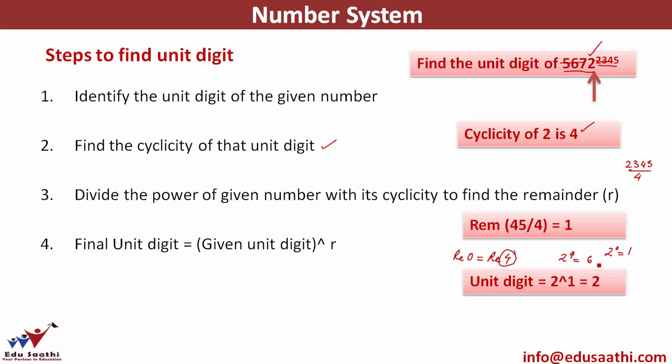So the only thing that you have to take care of is, when you are getting a remainder of 0, that does not mean it will be 2 raised to power 0. It will be 2 raised to power 4 if you are dividing by 4. If you are dividing by 2, which is the case of 4 and 9, it will be that unit digit raised to power 2.